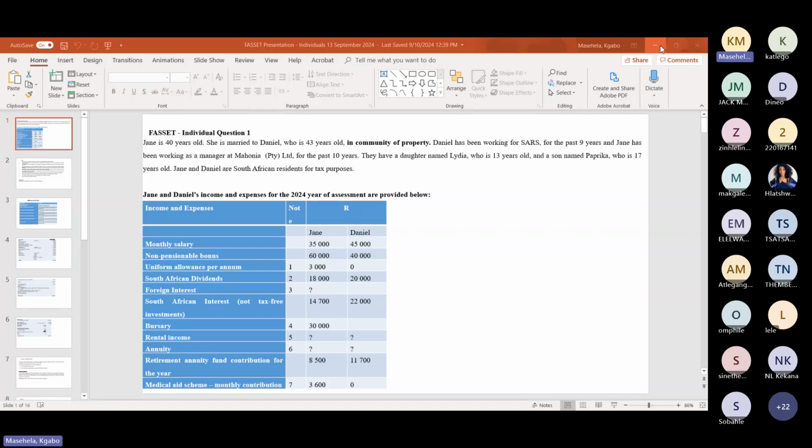We have seen test number 1. An individual is less than 65 years of age, but students continue to apply the secondary rebate. Where did you get that from? Because the age of an individual will determine which rebate that particular individual is entitled to. We need to be very careful, students. This is Jane, 40 years old, and she's married to Daniel, who is 43 years old. Look at this, in community of property, because this has an effect on some of their passive income.